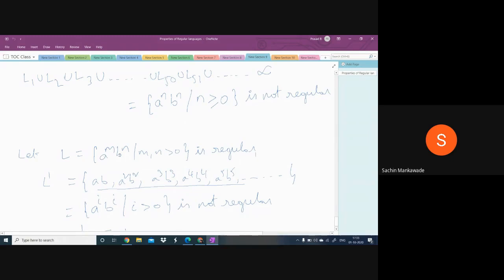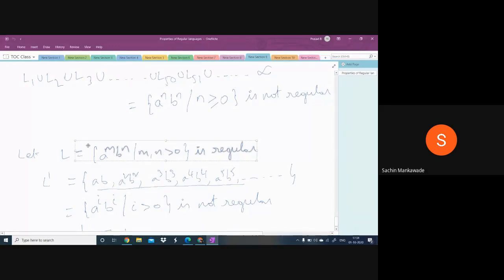Here, a's may be more than the b's, or b's may be more than a's, or this language will have an equal number of a's and b's. Okay, the strings in this language are a's followed by b's. a's can be more, or b's can be more, or it can have equal also. This language will have equal number of a's followed by b's. And what are those? a square, b square, a cube, b cube, a power 4, b power 4, a power 5, b power 5, a power 6, b power 6.